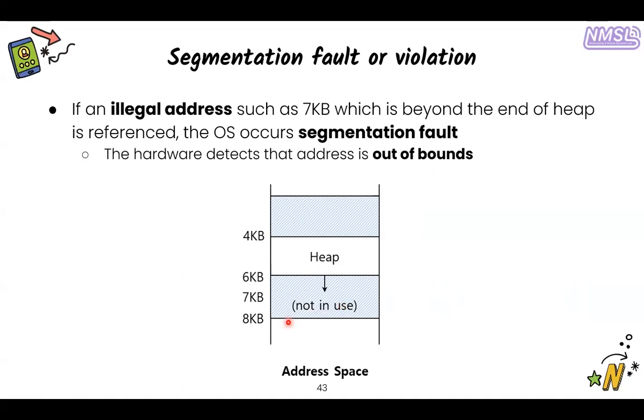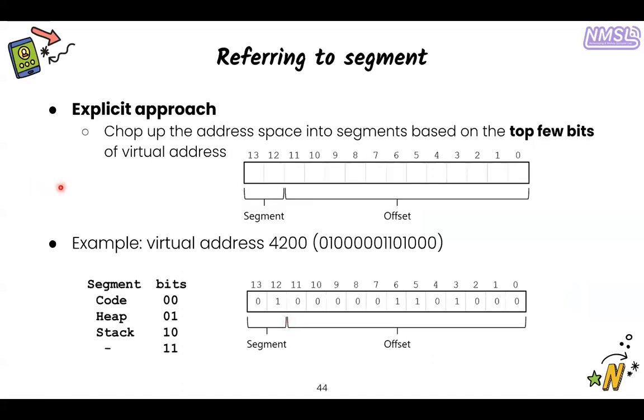Now, since we have segmentation, we have different segments. So we need to know which segment we need to go to. We have three cases: code, heap, and stack. So we need 2 bits. 0, 0 means code, 0, 1 means heap, and stack is 1, 0. So we will use the top 2 bits to indicate which segment, and the rest of the bits for the virtual address.